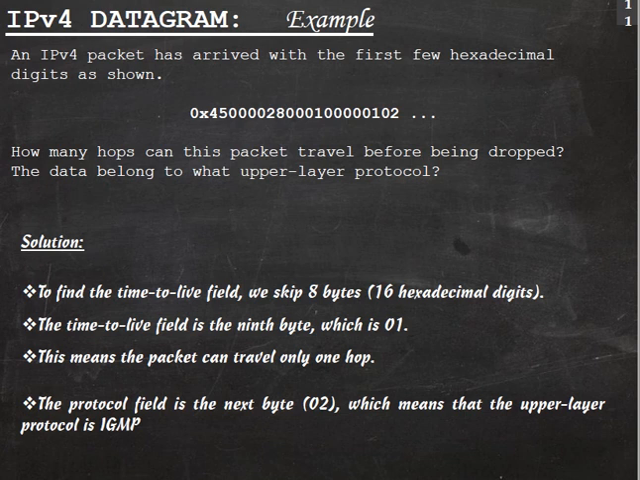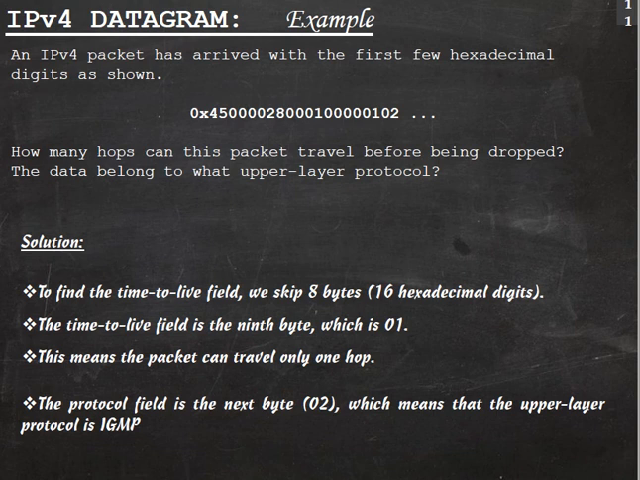Let us take up the last problem under this. Problem says an IPv4 packet has arrived with the first few hexadecimal digits as shown. The number says 0x4500002800000100000102, and so on. How many hops can this packet travel before being dropped? The data belongs to which upper layer protocol?